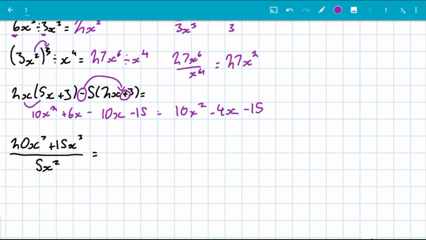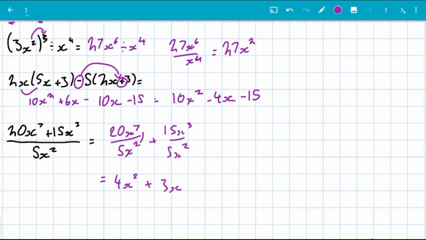Final one. What we have to do is factorize out the... treat it as separate fractions. I was just thinking about factoring out 5. I'll try that in a second to see where it leads us. 4x to the power of 5, plus 3x to the power of 3 take 2. Boom, that's the answer. I mean, you could factorize out the 5 to give you 4x to the power of 7 plus 3x to the power of 3, but it's just a bit of a slower way.